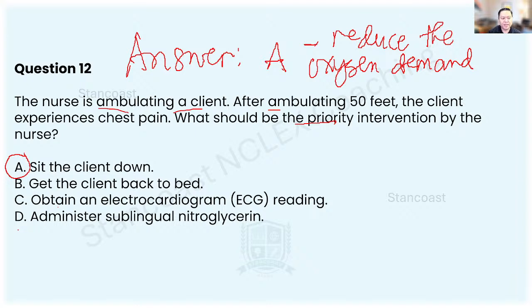Once they settle down, then possibly our next answer would be letter D. We can do that, and then do the EKG or get the client back to bed. In this situation, it's very important that we do this in a successive manner, one at a time. Reduce the O2 demand or the physical activity first, then give the medication, and then get them back to bed or obtain the EKG reading. All of these are good interventions, but we are being asked about the high priority here. What should be first? It didn't say first, but if it says priority, then we have to categorize them according to what should be done first.